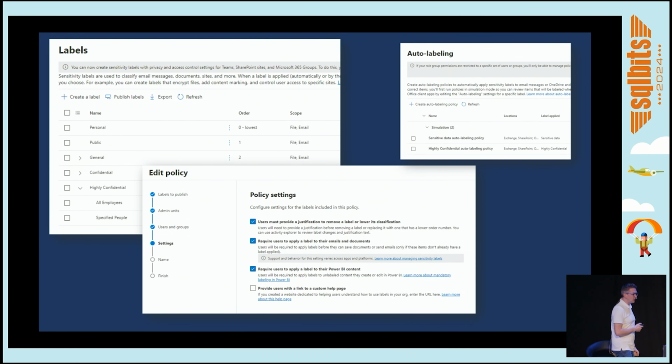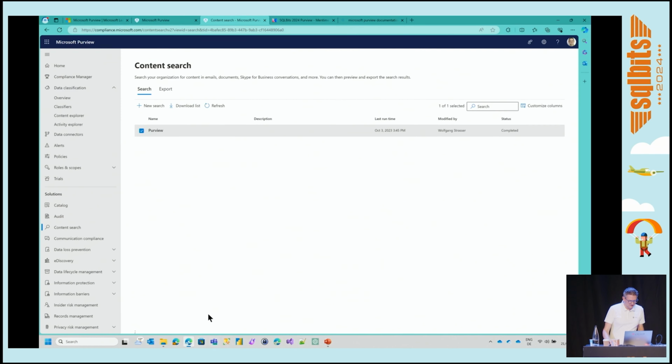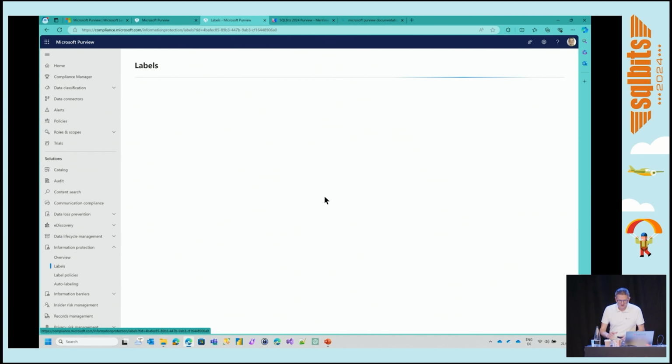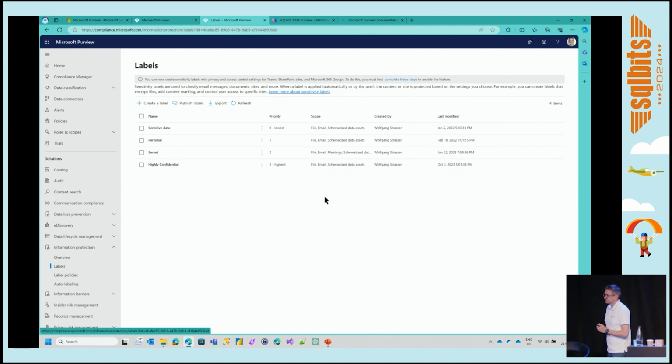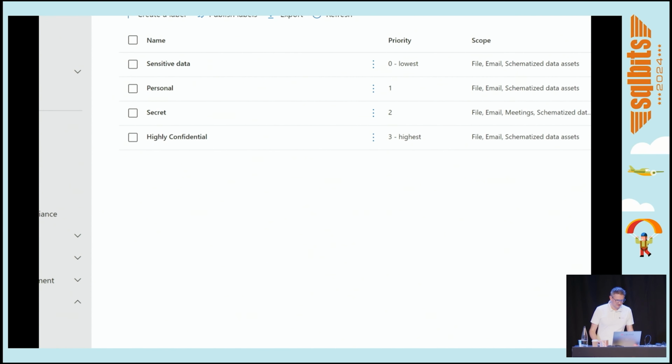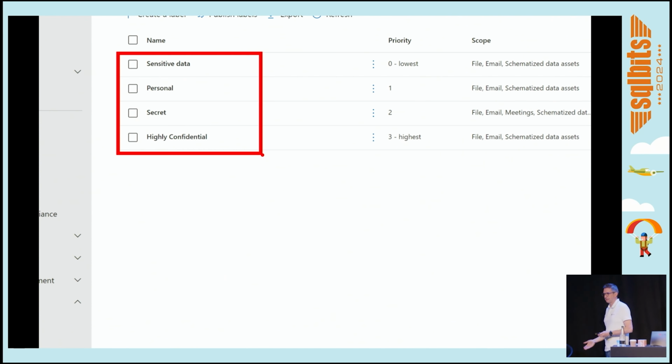So how to do it? Well, first we have to start with the labels. And sensitivity labels in Microsoft Purview are a way to define your levels of data sensitivity. In my demo environment, I've got 4 different levels. It's sensitive data, personal, secret, and highly confidential data. And those are the levels.